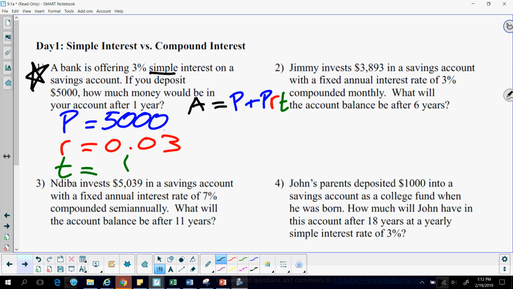Wait, will that always be the formula for simple interest? A equals, that's your actual amount, the balance, how much money you have. This one is compounded interest. That one says simple. We're going to do compounded interest.